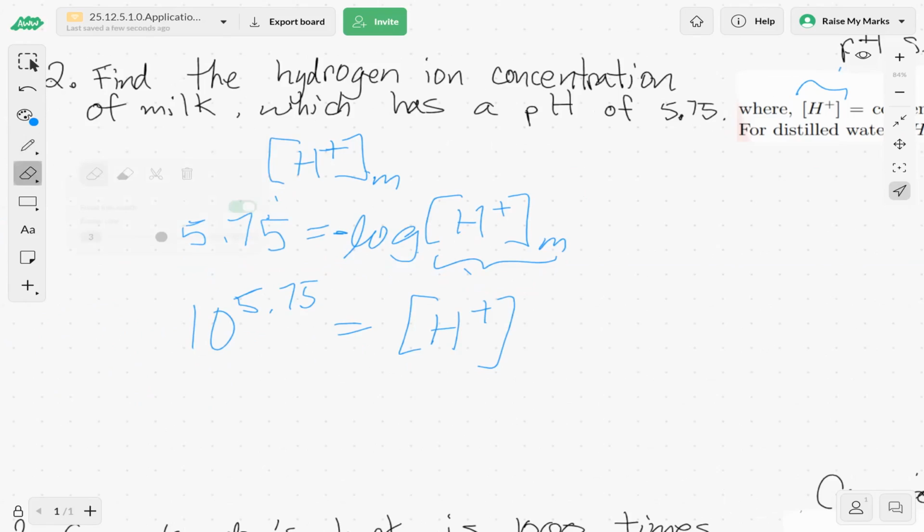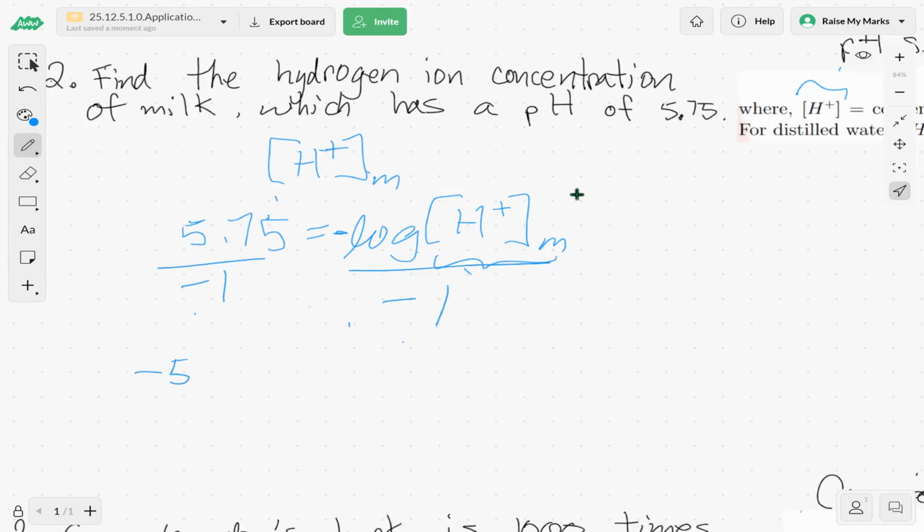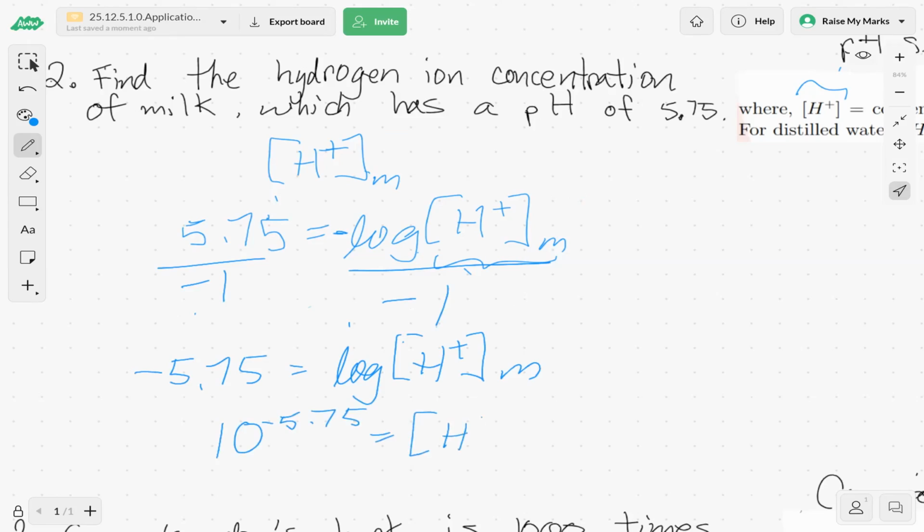Okay, all right, so let's redo that. It's actually not too much of an error. So let's divide both sides by -1. We have negative 5.75 equals log of our hydrogen ion concentration of milk. Again, we're going to use the inverse. We get 10 to the power negative 5.75 equals this hydrogen ion concentration of milk. Good.